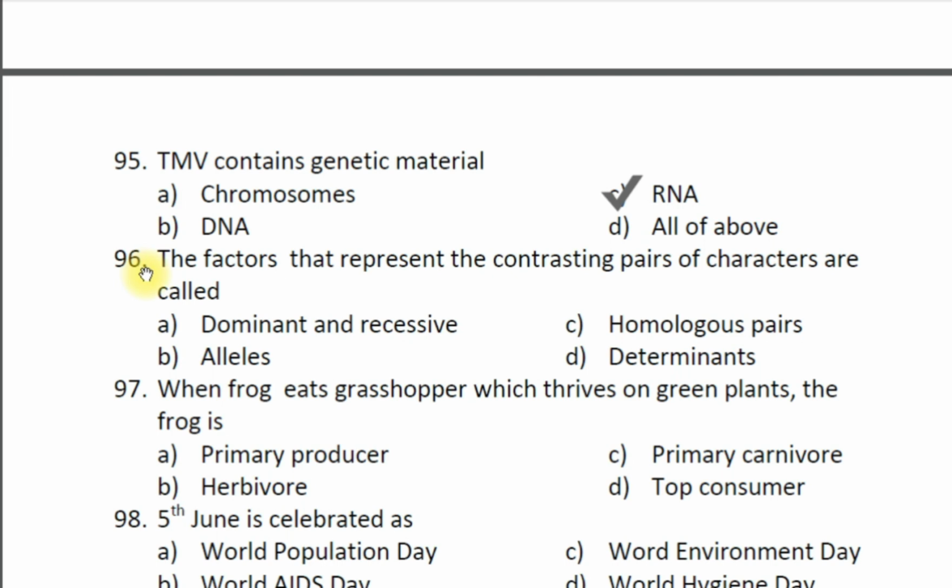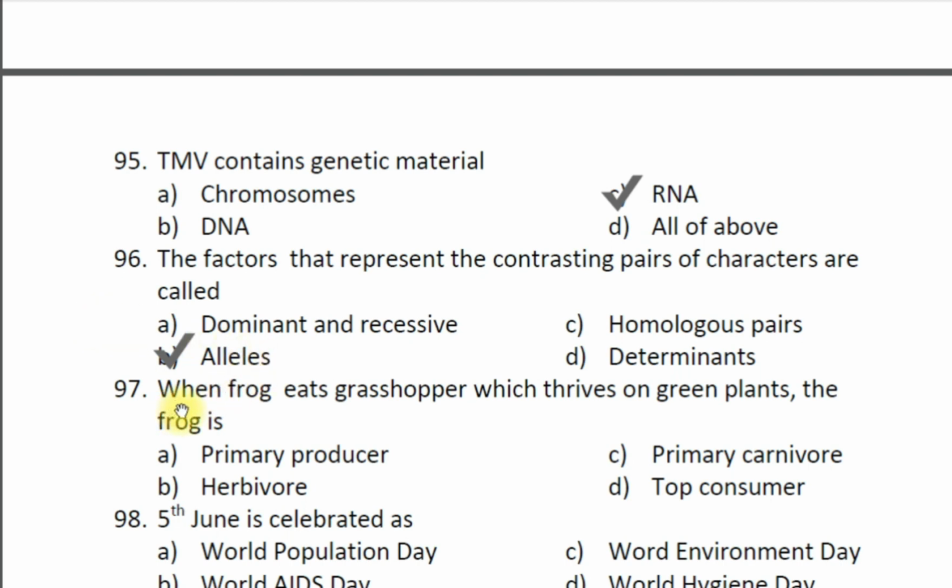Question number 96. The factors that represent the contrasting pair of characters are called A. dominant and recessive, B. alleles, C. homologous pairs, D. determinants. Okay, the correct one is option B, which is alleles.